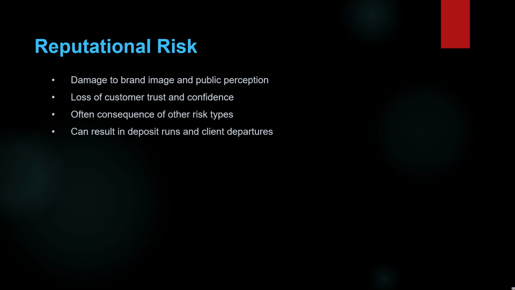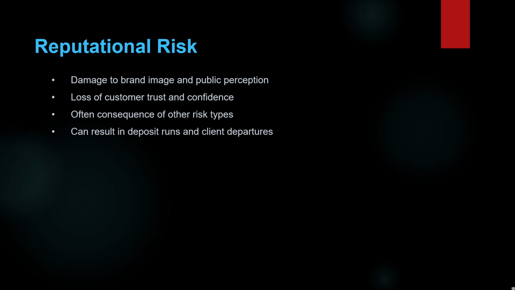Here is a crucial insight that is important for the exam. Reputational risk is often a consequence of other risk types. It's a secondary risk that amplifies primary risks. A major operational failure, like a data breach exposing customer information, triggers reputational damage. A compliance violation, like discriminatory lending practices, leads to reputational harm. A credit crisis, like excessive subprime mortgage exposure, destroys reputation.